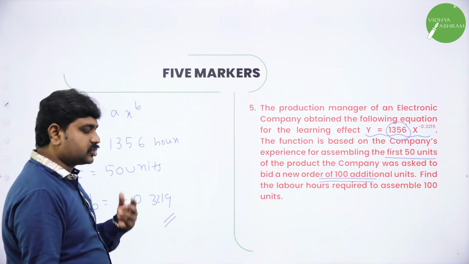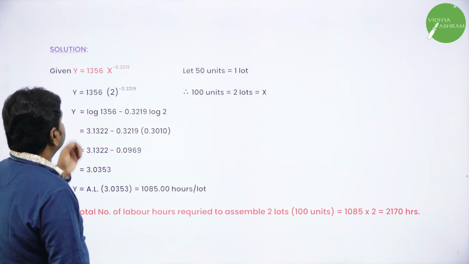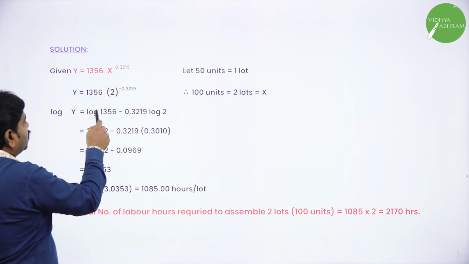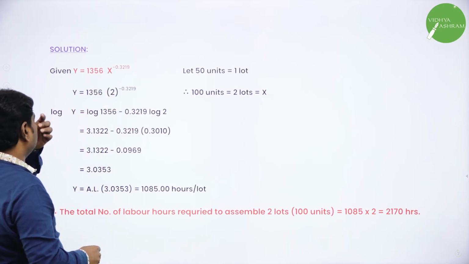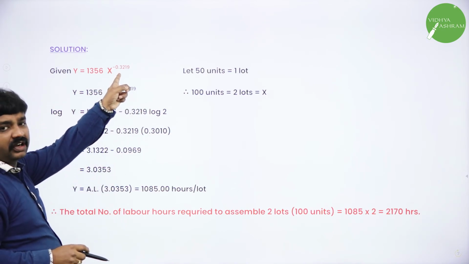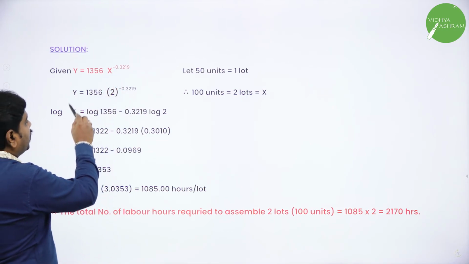100 additional units you can do by the tabular method, but first we have to convert. I will show how to convert. So now this is the equation, y is equal to a x power b form. Now apply log on both sides. Here b is the index of learning, which is log of the learning effect by log 2.